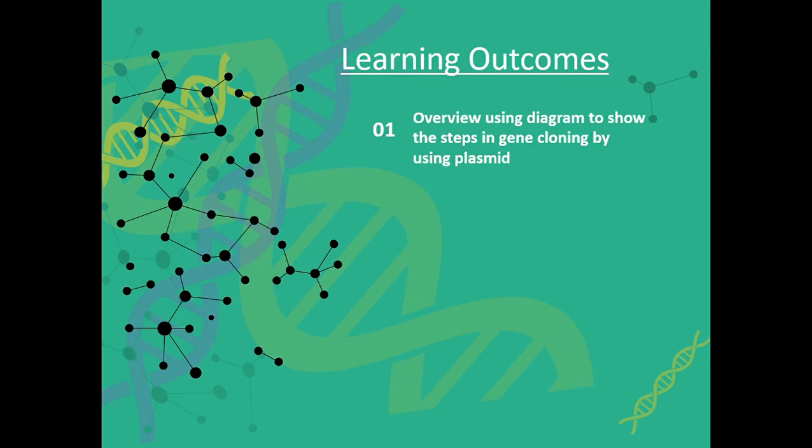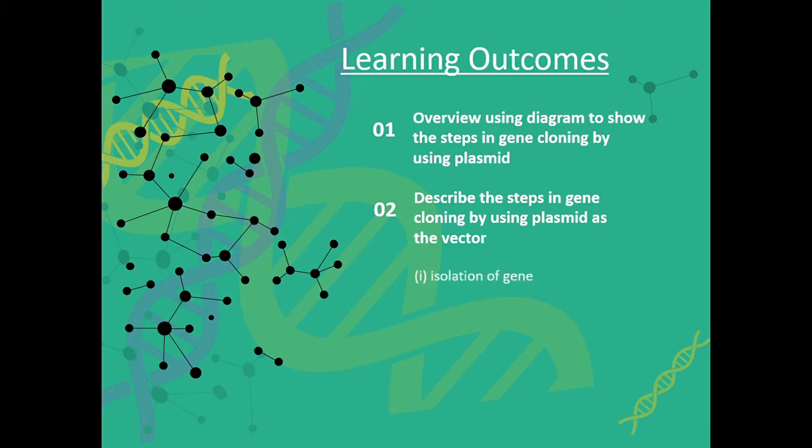Learning outcomes for 8.2 are: 1. Overview, using a diagram, the steps in gene cloning by using plasmid. 2. Describe the steps in gene cloning by using plasmid as the vector. 1. Isolation of gene. 2. Cleave or cut. 3. Insertion. 4. Transformation and amplification. 5. Screening, blue-white screening.